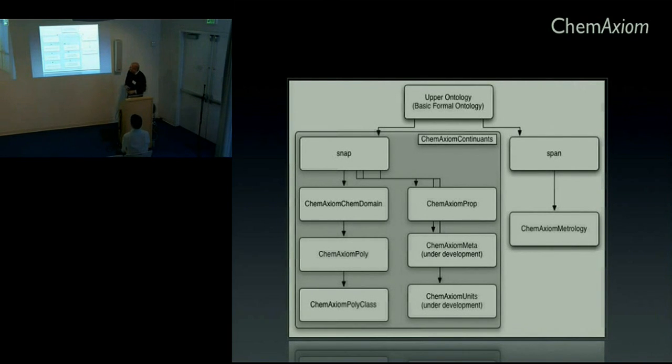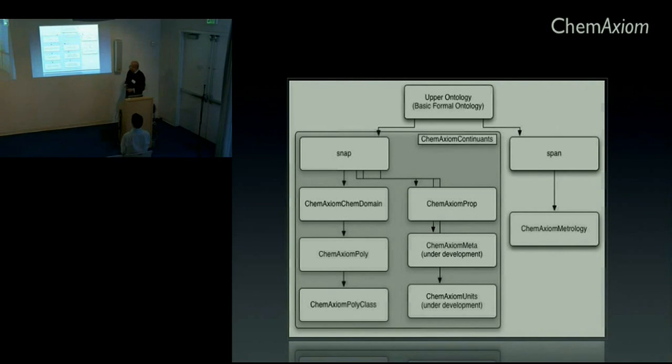Those sorts of things. ChemAxiom Poly, then, is an ontology that allows you to talk about the properties of these molecules and substances that ChemAxiom ChemDomain defines, and ChemAxiom Metrology is an ontology that allows you to speak about how these properties were measured.